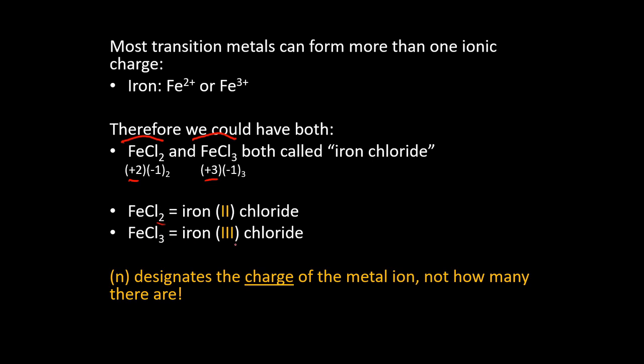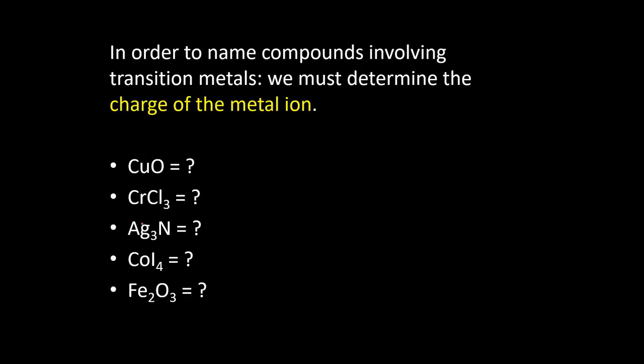So this would be iron 3 chloride here. So you have iron that has a +3 charge. Because it has a +3 charge, you need 3 chlorides to balance out the charge. So let's do one of these together, and then I'll have you pause the video and work out the rest.